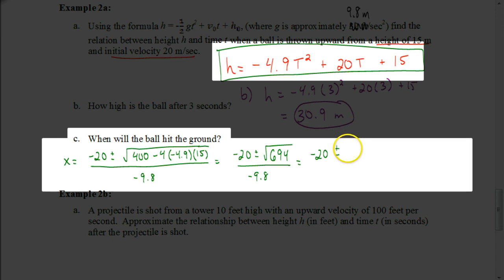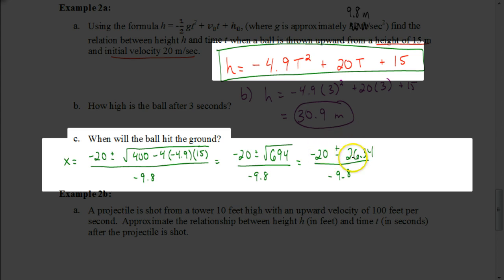So it'd be negative 20 plus or minus 26.34 divided by negative 9.8. Now I've got to figure out, well, what's going to be my x-intercept? When is it going to hit the ground? Is it going to be negative 20 minus the 26.34 or negative 20 plus the 26.34? Well, let's start with the plus.